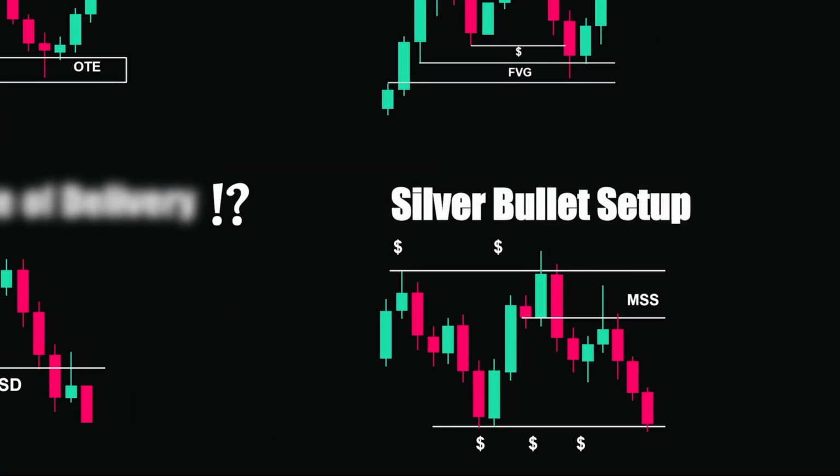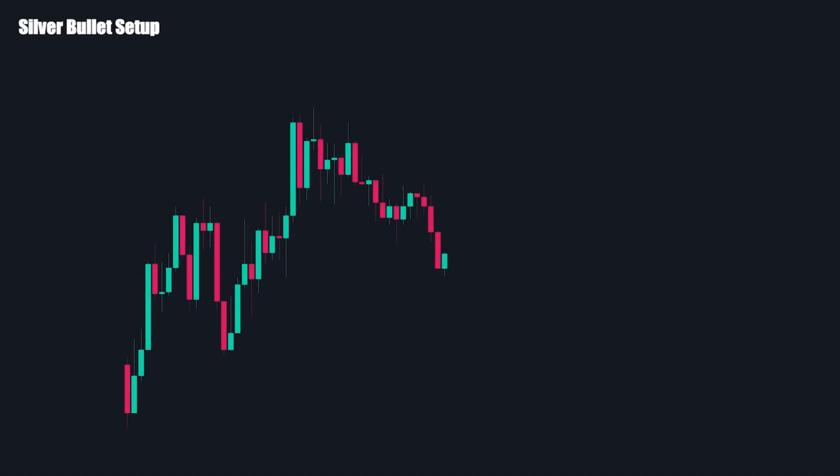Number 1 is the silver bullet trading strategy. The silver bullet trading strategy is one of the best smart money setups, combining the concepts of liquidity, market structure shift, and fair value gap entry.